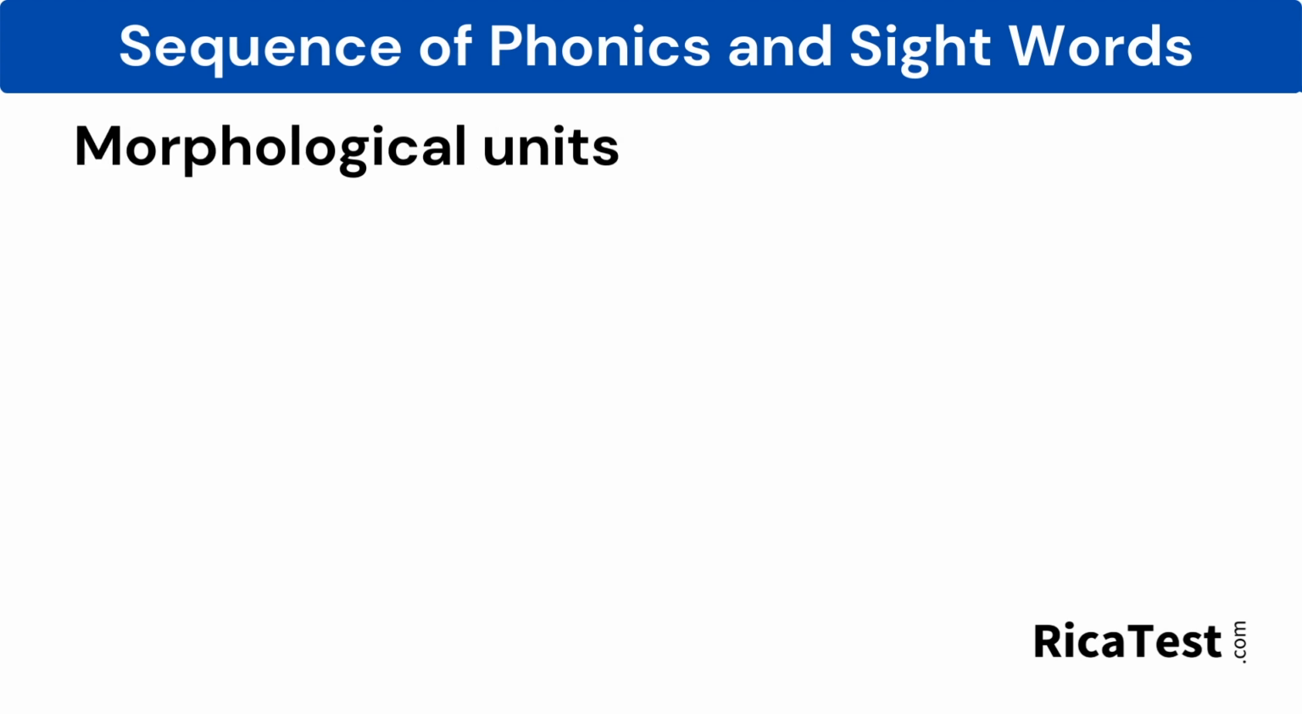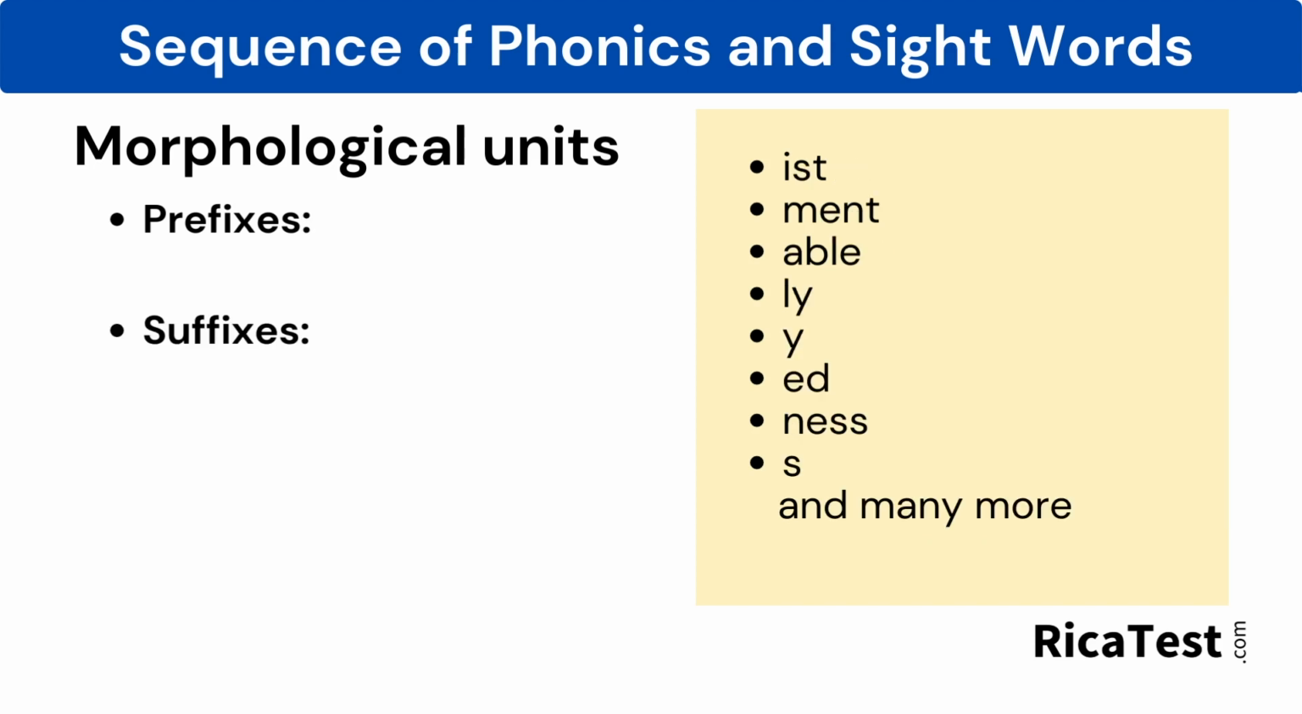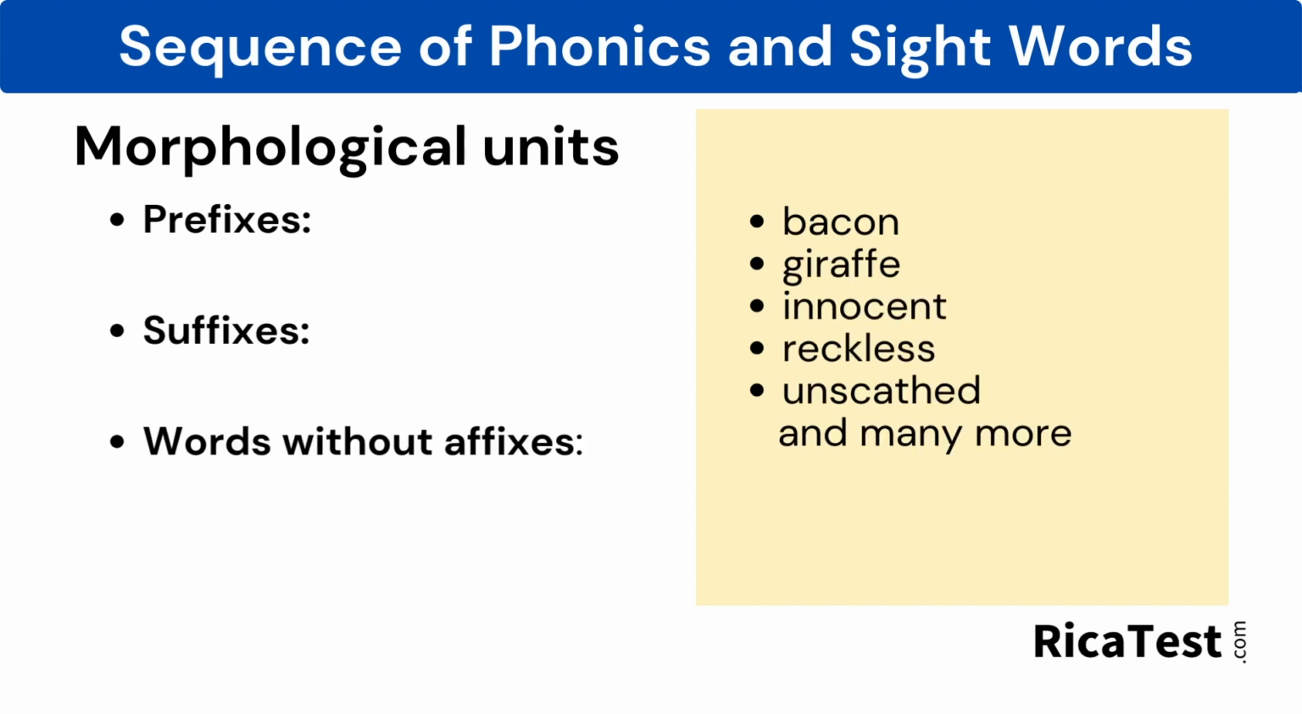Next in the sequence of teaching phonics is common inflected morphological units, which include prefixes like inter, micro, bi, anti, and many more. Suffixes such as ist, ment, able, ness, and also many more. And words without affixes that do not change from their root word, such as in bacon, giraffe, unscathed, as well as others.